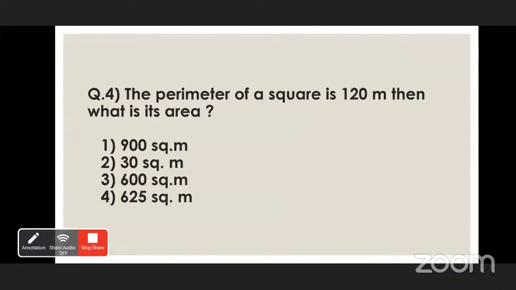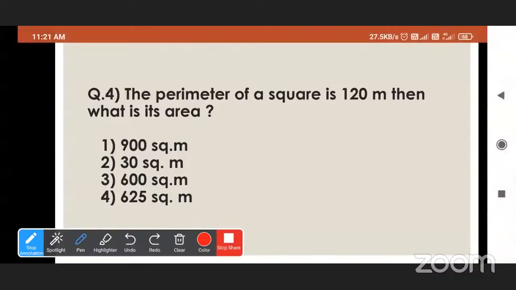Now read question number 4. The perimeter of a square is 120 meters. Then what is its area? Okay, see here the perimeter is given. So how do we find the area? This is a square, and the perimeter of this square is 120.